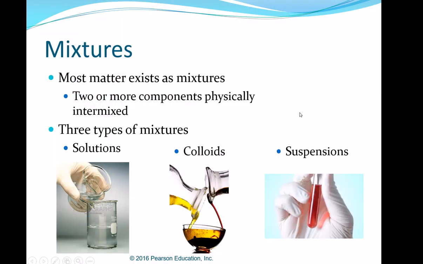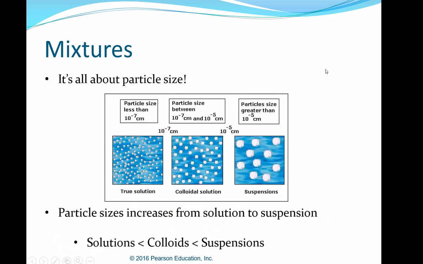Almost everything in our bodies especially, but most matter in general, exists as what we call a mixture, where the different components get physically mixed. There's no chemical bonding, we're not making or breaking anything. They can still be separated, but we're physically mixing these things. There are three types of mixtures: solutions, colloids, and suspensions. And the differences between those three is really all about particle size. In solutions, the particles are incredibly tiny, and so they spread homogeneously throughout the solvent, the liquid.